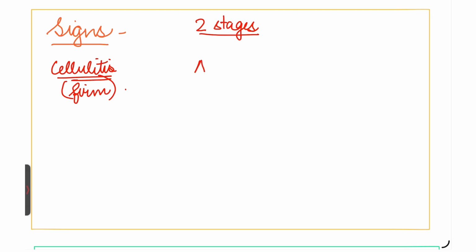Then we have the stage of abscess formation. In abscess formation, there will be a visible pus point on the lid margin. That is why it's called suppurative.